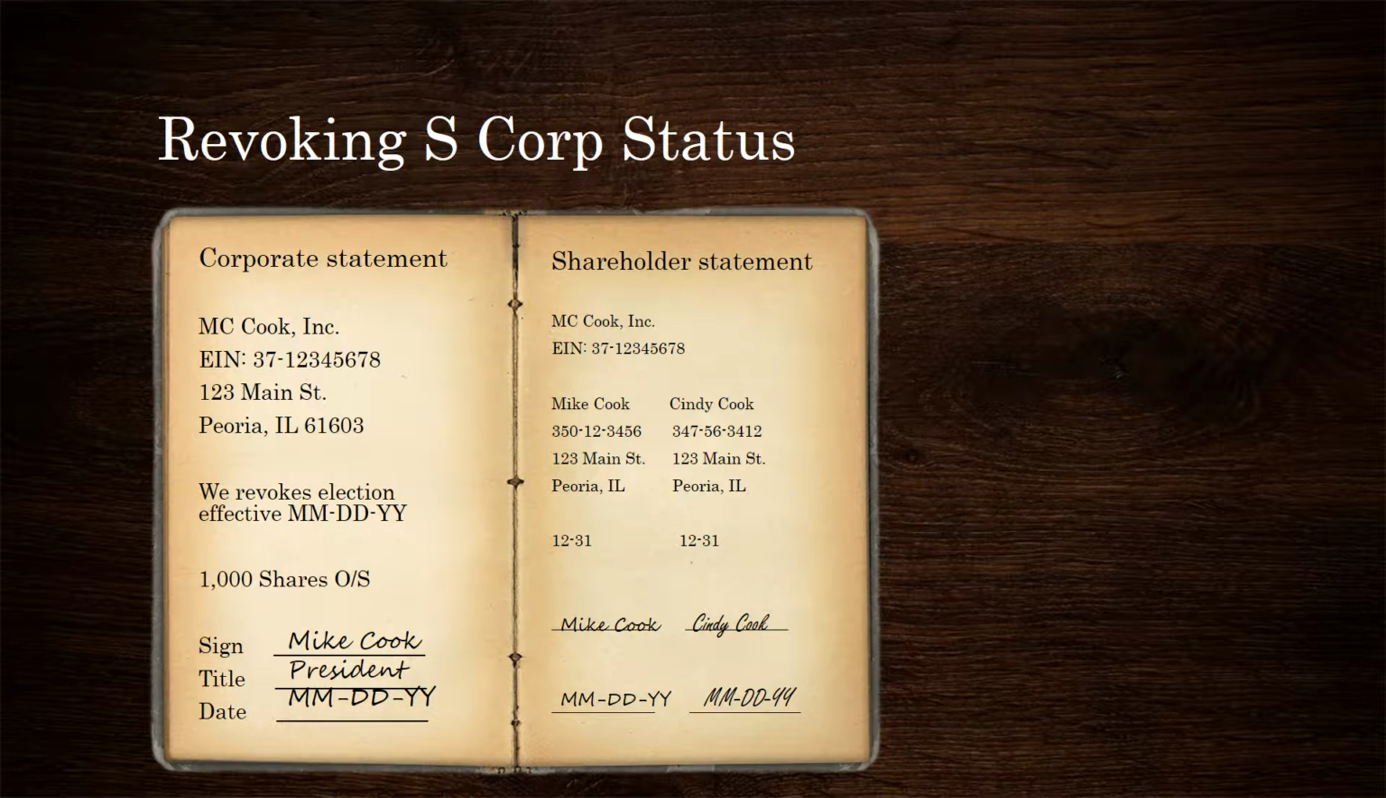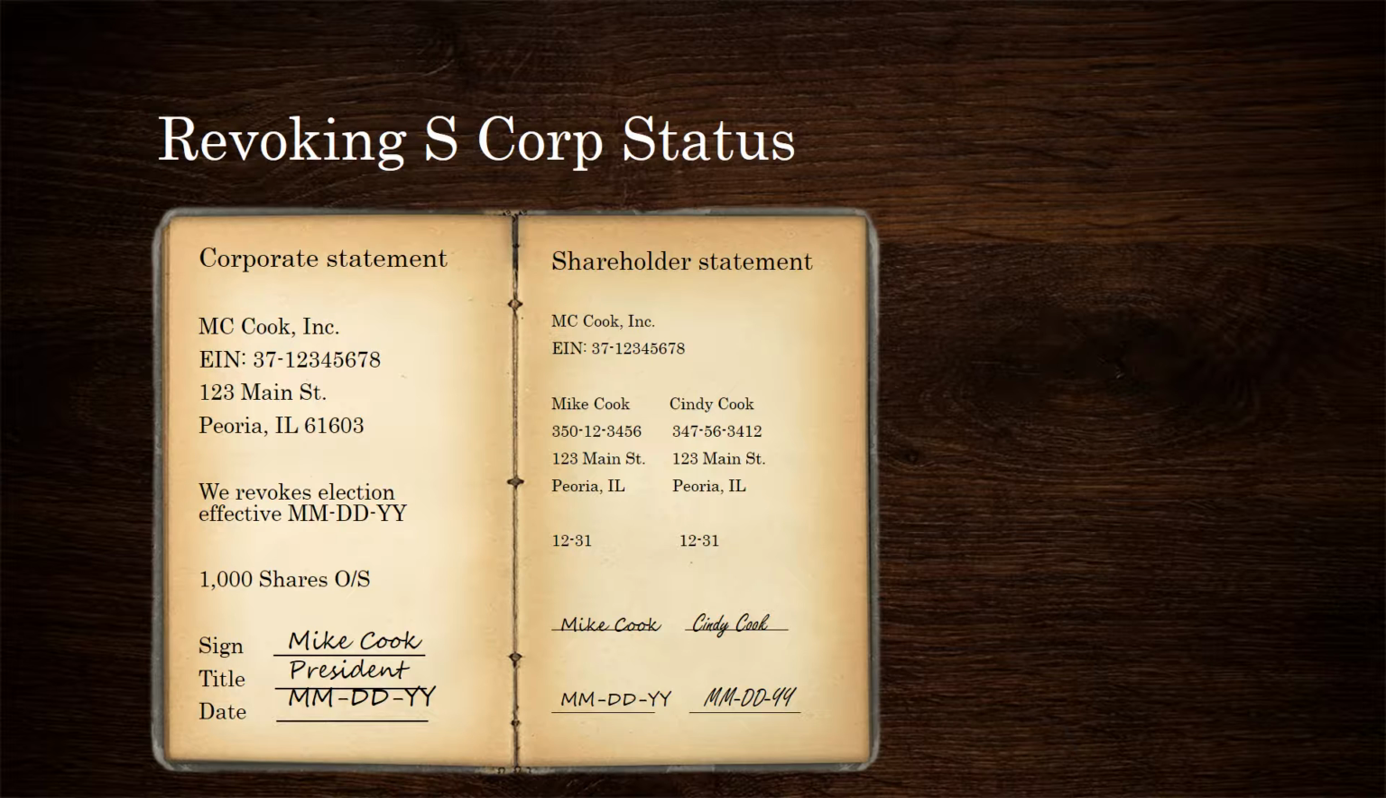In order to revoke S Corp status, over half of shareholders must consent to the revocation. No IRS form is required. Instead, shareholders will mail 2 statements together to the IRS office where the original election was filed.